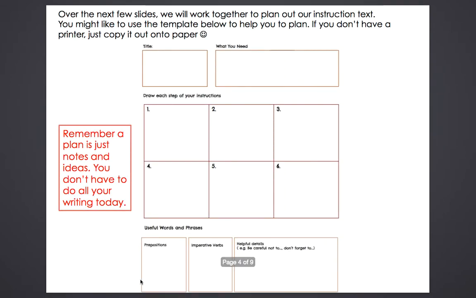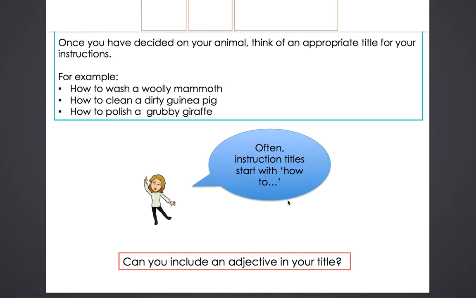Super. Now, once you've had a think about the animal, okay, I want you to use this video and use the PowerPoint to help you to plan out your ideas. Now, there's a little template here that you can use to help you plan out your ideas, or if you don't have a printer, you could just draw this grid out onto some paper, okay? So, off we go then.